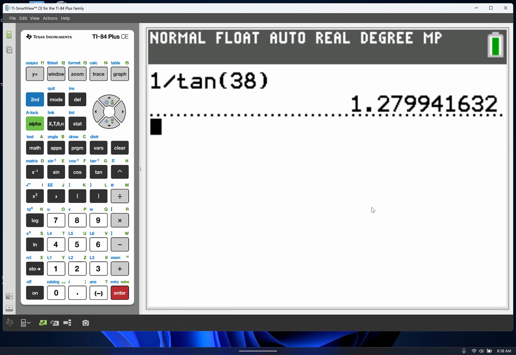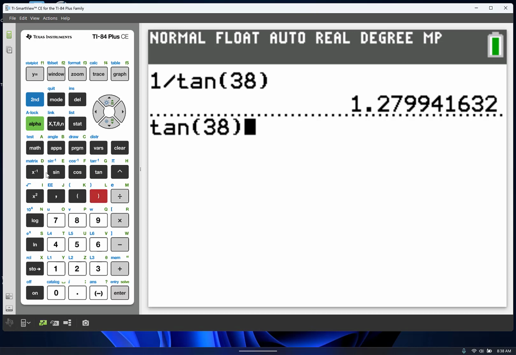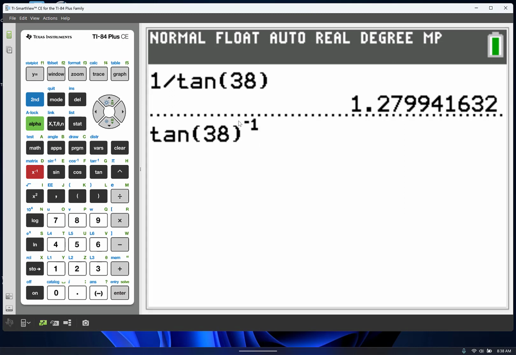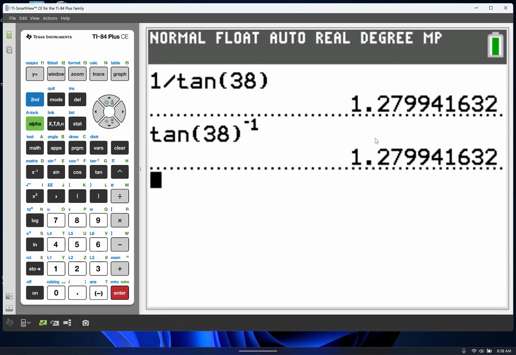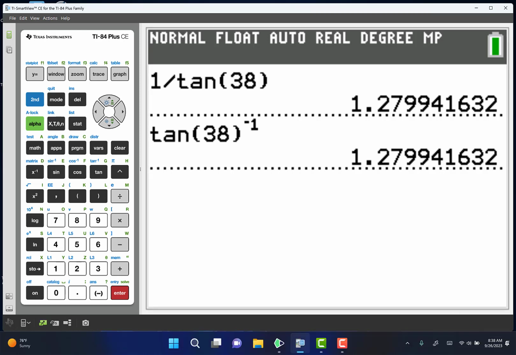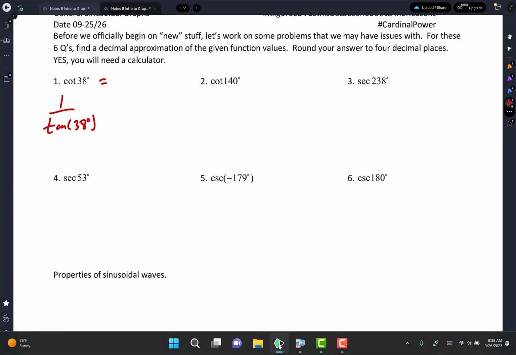There's another way to do it. There's the reciprocal button. You see that x to the negative 1? That's reciprocal. So you could also do tan 38, close it, and then push this little button. That means reciprocal. It doesn't mean inverse. Then you just push enter, and look at that. Same thing. Cool, right? So now you guys are getting a lot faster. 1.27, what was the other two?